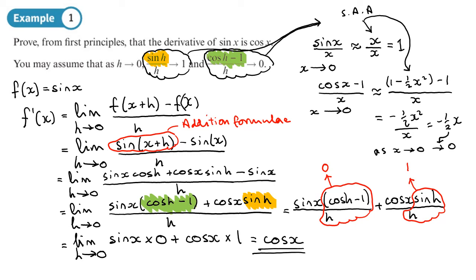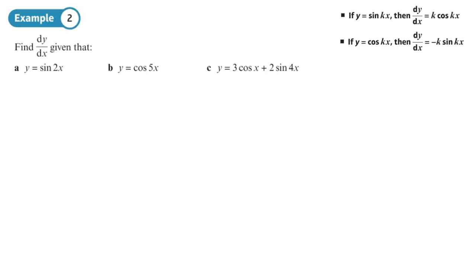And I suppose we'd finish off by saying, therefore, since f of x equals sine x, f dash of x equals cos x. So you may be asked to reproduce this in an exam and prove either sine x or cos x from first principles.